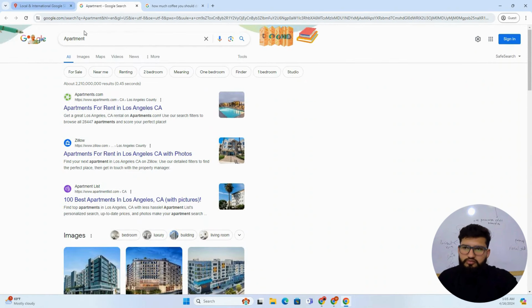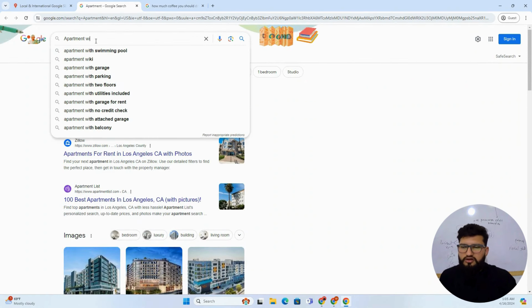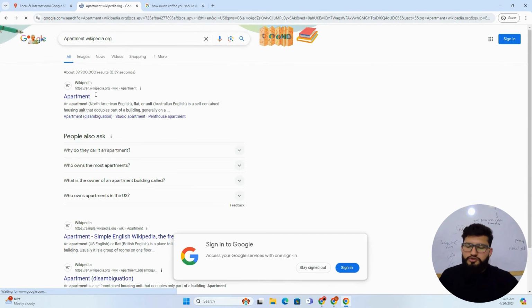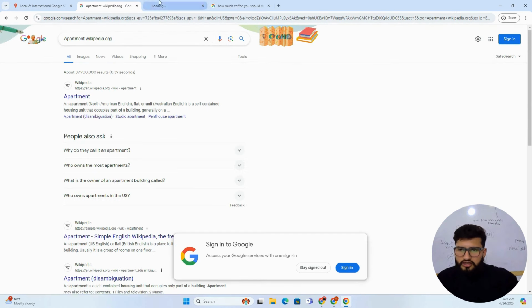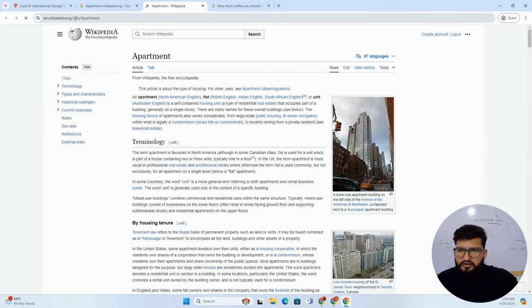So I will write apartment wikipedia.org. Okay, yeah, this is what I was looking at. If Wikipedia has a page on a specific topic, that means it's a popular entity within a specific subject. The subject could be real estate, finance. Okay, real estate is more accurate here.